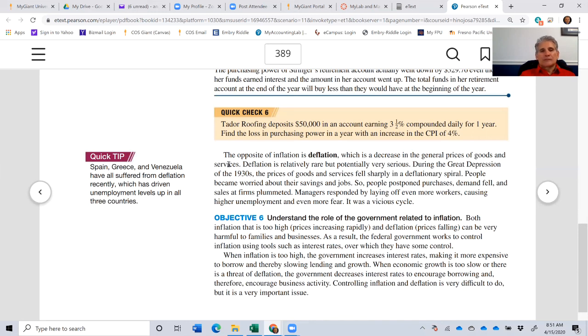Another word that we often don't pay that much attention to because we haven't had it, but we could, given the impact of this economic crisis that we may be facing really soon. The opposite of inflation is called deflation. And that's when the general prices go down. Now, it's rare, but it does happen, and it can be a pretty negative thing. During the Great Depression, the price of goods and services fell sharply in a deflationary spiral. People became worried about their savings and jobs, so people postponed purchases, demand fell, and sales and firms plummeted.